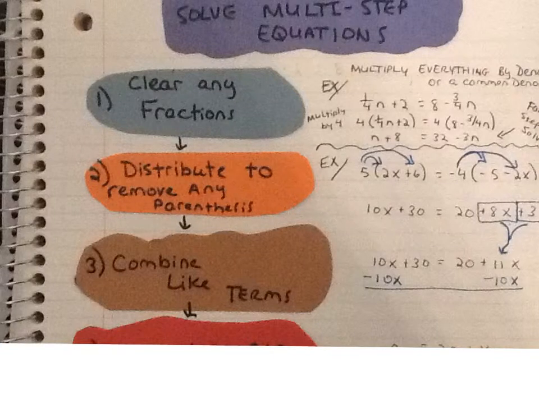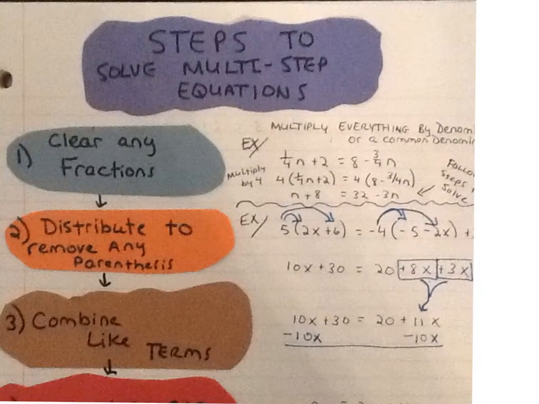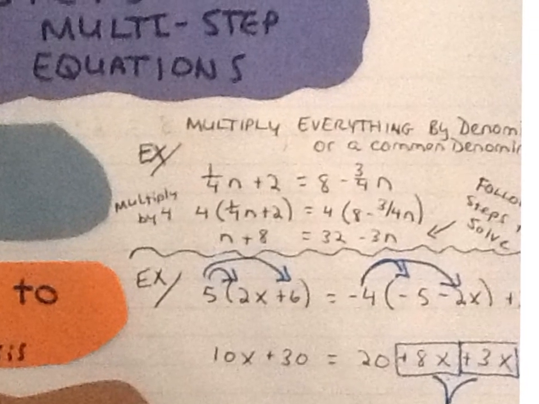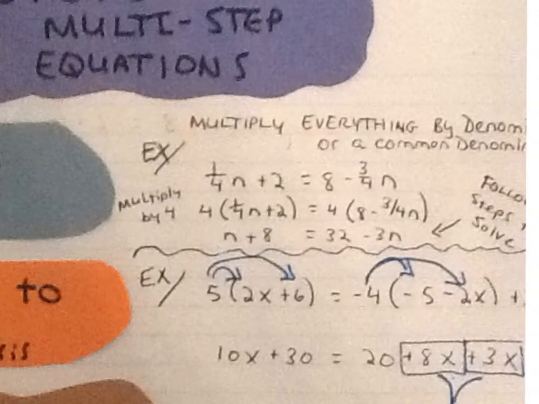Alright, the first step is clearing fractions. And this is an example over here, so I'd like you to have this written down on the side. Multiply everything by the denominator or a common denominator. That's what that says. Here's an example. If you have an equation 1/4 n plus 2 equals 8 minus 3/4 n, then the first step you can do is to clear the fraction or get rid of it.